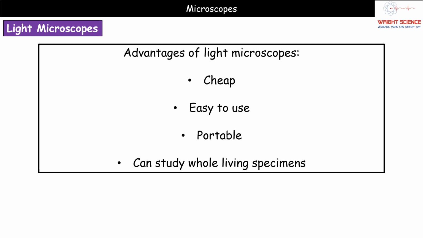What are some advantages of light microscopes then? Why do we still use these things if they've got a relatively limited magnification and resolution? Well, first of all, they're cheap. You can pick up a light microscope for under £100. Now, that obviously means they're accessible to a large number of people. They're easy to use. You can prepare the slides yourself. You did that in year 7 even. And they're portable. So we're not destined to do all of our experiments in a lab setting. You can literally take that light microscope out into the field.